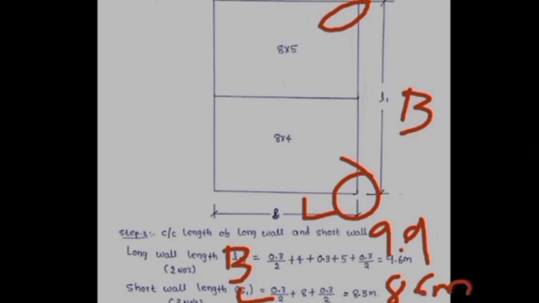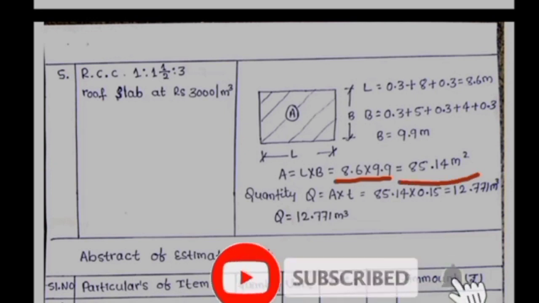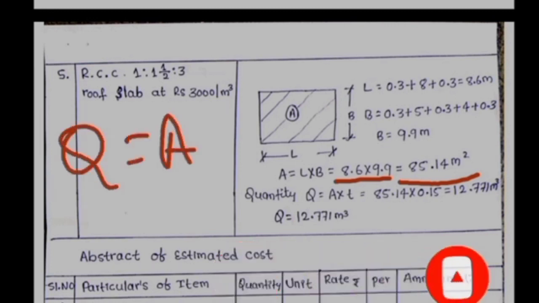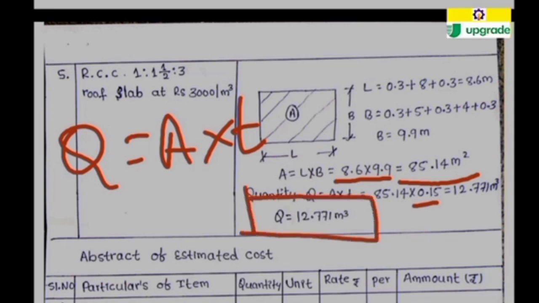Okay. And then find the surface area of the slab. The formula is length into width. Length is 8.6 meter and width is 9.9 meter. Then the surface area of slab is 85.14 meter square. We know that quantity is equal to the area into thickness of the slab. So we calculated the area of the slab and thickness of slab is 0.15. Therefore 12.771 meter cube is the quantity of the RCC roof slab.